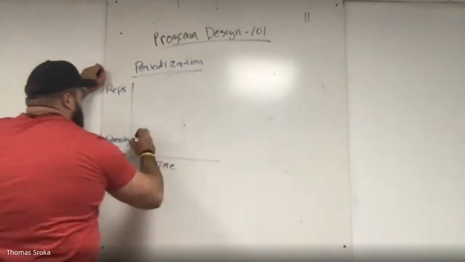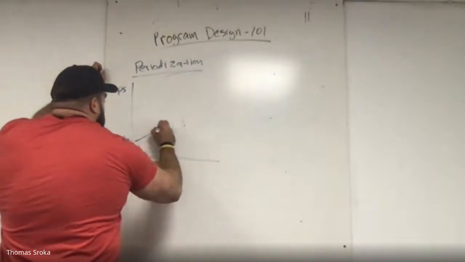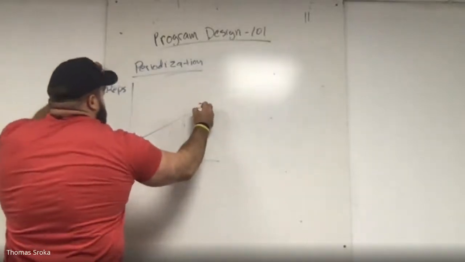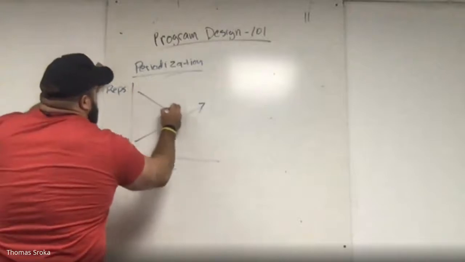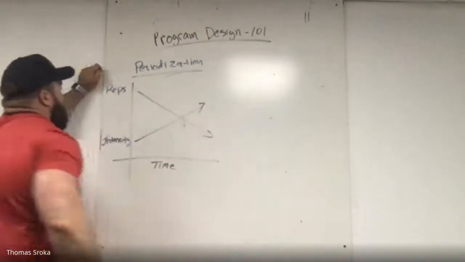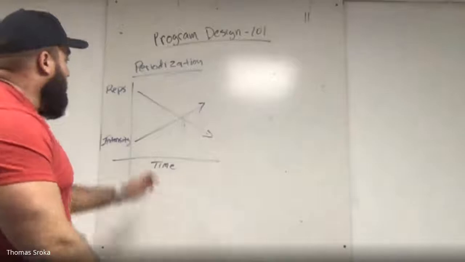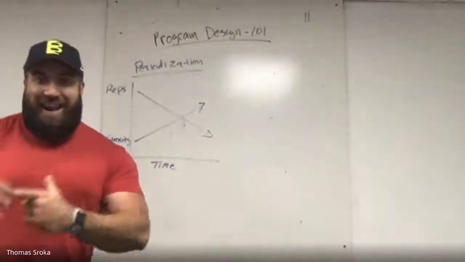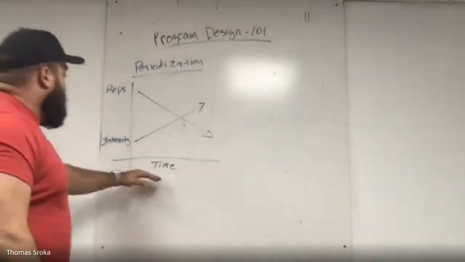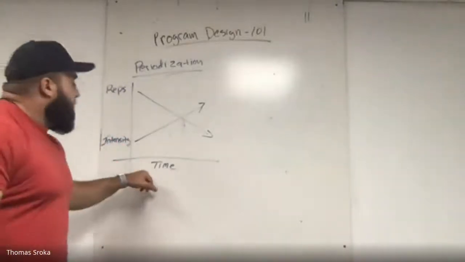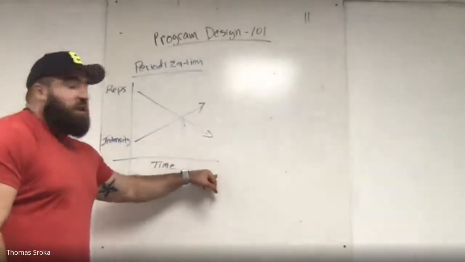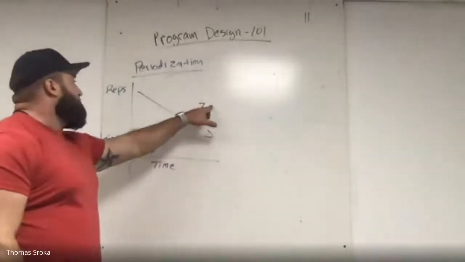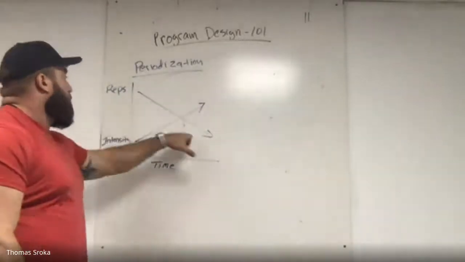Over time, the intensity will increase and the reps will decrease. Does everybody see how that works? That in and of itself is what periodization is. That is periodization in a nutshell. As time goes on, as we're getting to 4 and 12 and 16 weeks, the intensity is going up. The reps are going down.